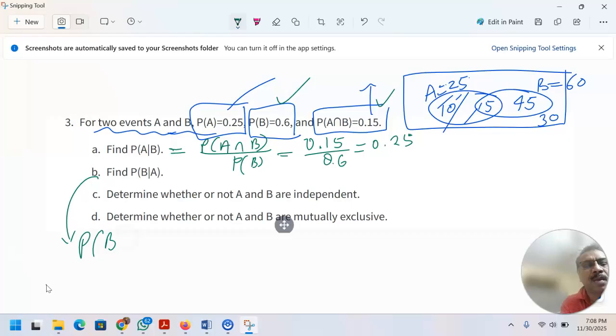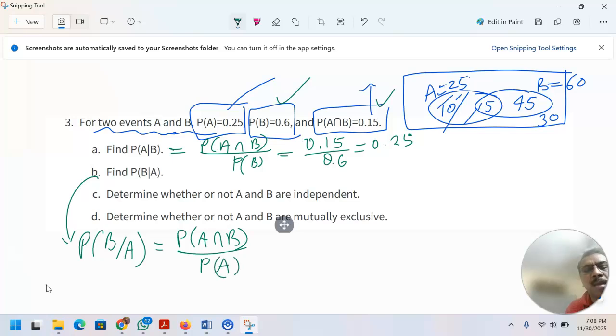Probability of B when A has occurred, again the same thing: the probability of A and B divided by the probability of A. So the probability of A and B is here 0.15, divided by A, which is 0.25. If you use the calculator, you get 0.6.